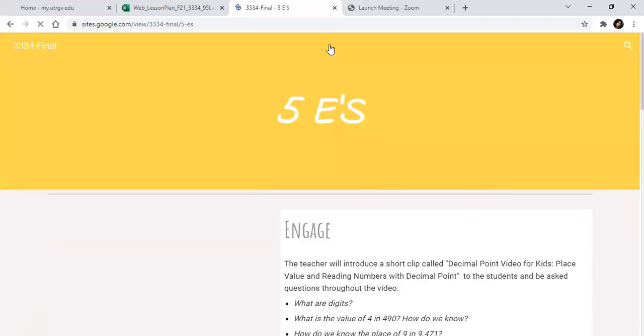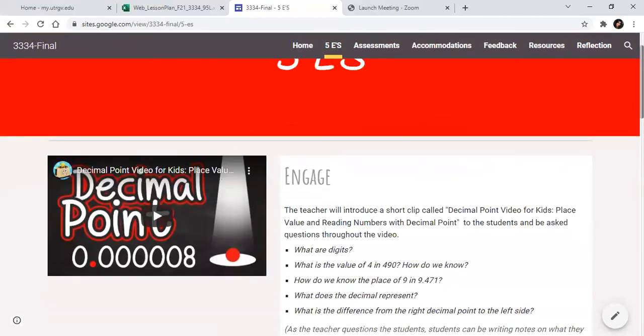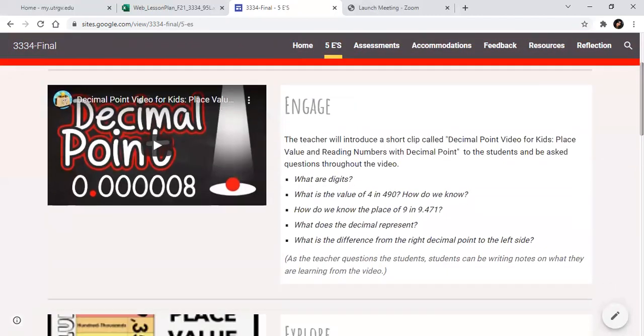This is my 5E page. For Engage, students will be introduced to a short clip called Decimal Point Video for Kids, and it will be discussed over place value and reading numbers with decimal points.